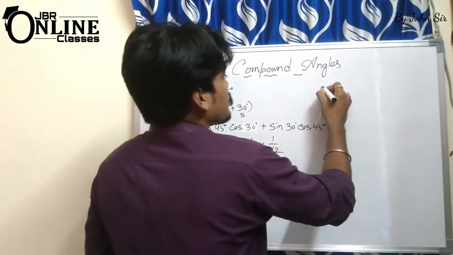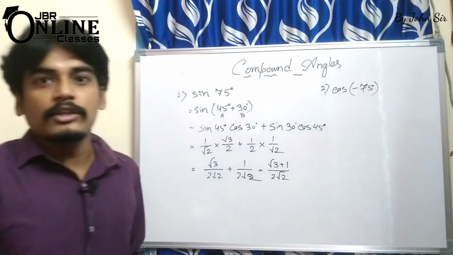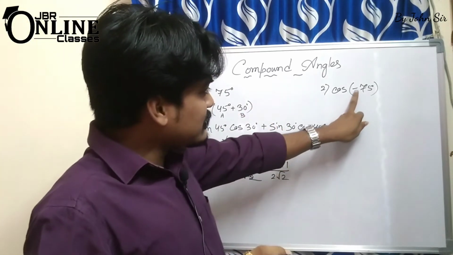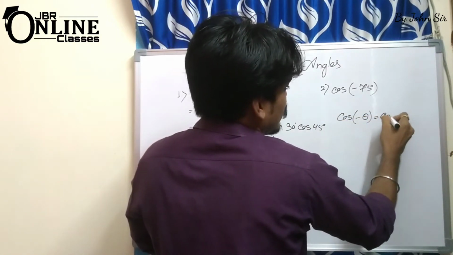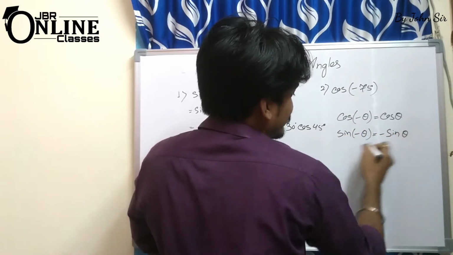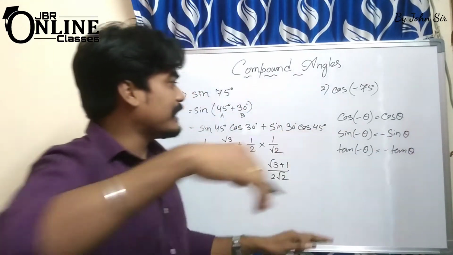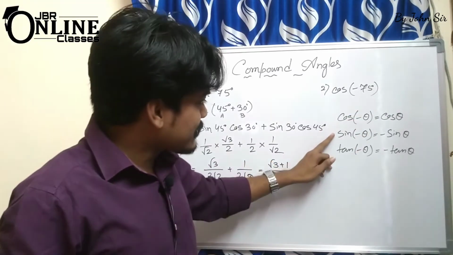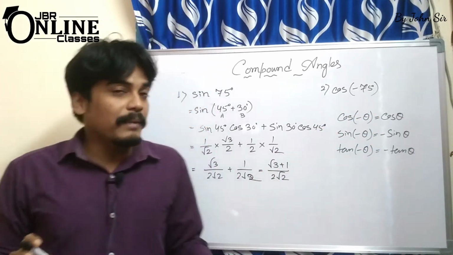Now next one, problem number 2, you have to find the value of cos minus 75 degree. Okay, so to find the value of cos minus 75 degree, first we have to adjust this minus. I think you know the formula that cos minus theta equals cos theta, as well as sin minus theta equals minus sin theta, and tan minus theta equals minus tan theta. Okay, that means in case of cos the minus will be absorbed, in case of sine and tan the minus will be there.